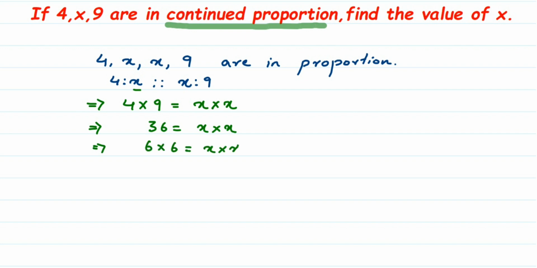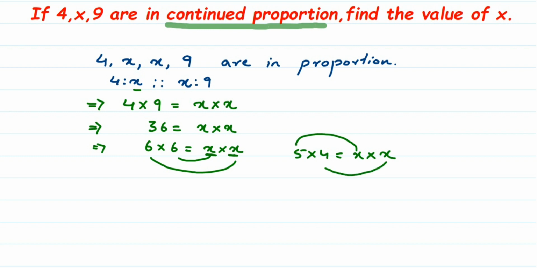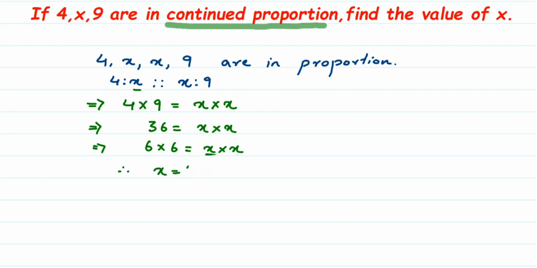Now why am I writing 6 into 6? Because I want the value of x here, and here I have x two times, it's x into x. So I have to find a number which we multiply with itself and get 36. So 6 sixes are 36, which means x is equal to 6 here. You can see x is equal to 6. This number should be the same, x should be the same, right? I cannot take 5 into 4. 5 into 4 equal to x into x would mean that one x value is 5 and the other x value is 4. It is not possible, right? The x value has to be the same here. So that is why we chose this 6 into 6. I hope it's clear. So therefore x is equal to 6.